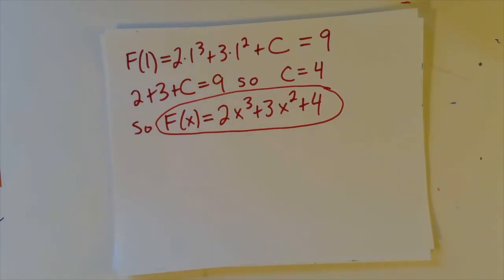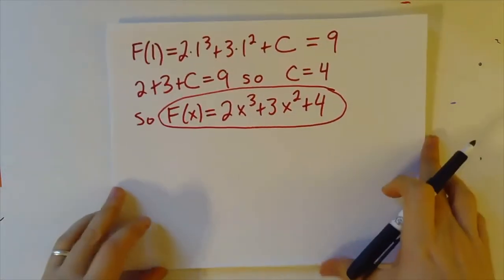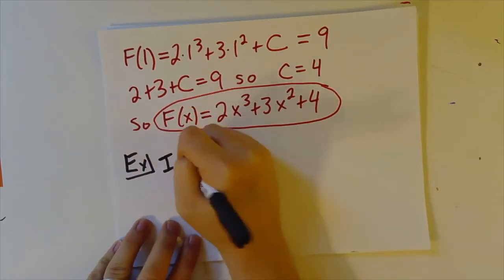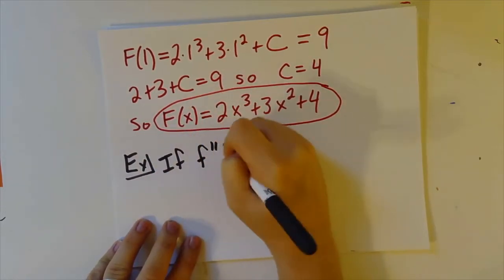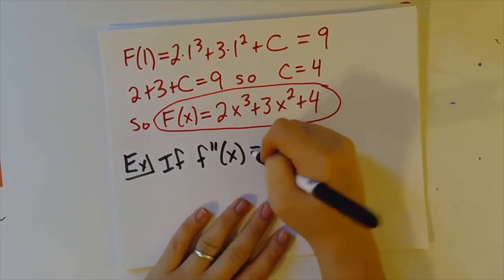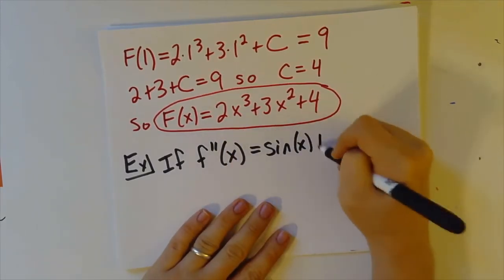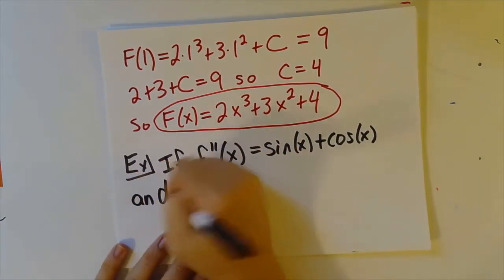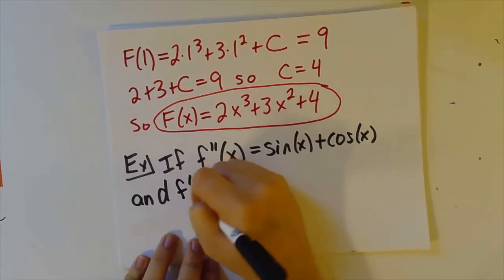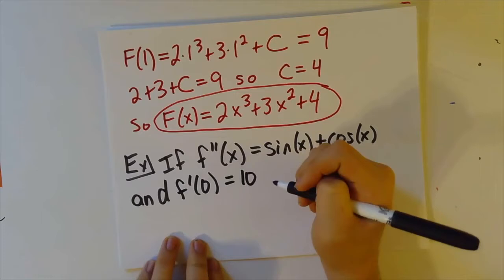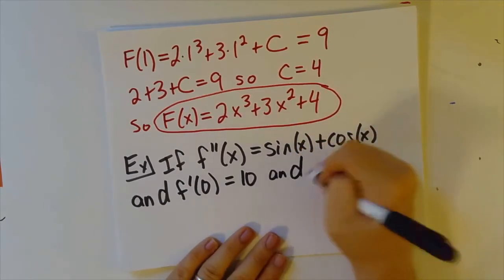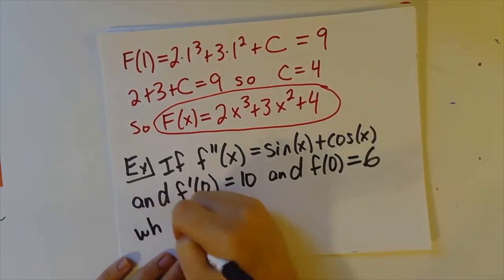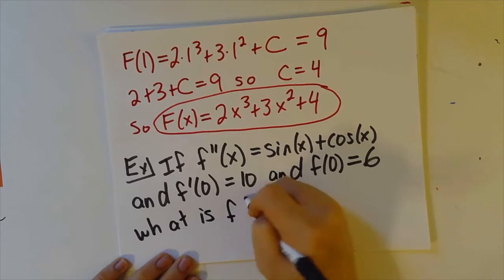Let's do another example. And so I'm going to phrase this slightly differently. So if f double prime of x is sine of x plus cosine of x, and f prime of 0 is 10, and f of 0 is 6, what is f of x?